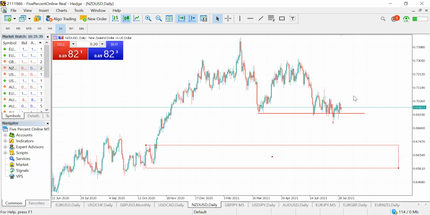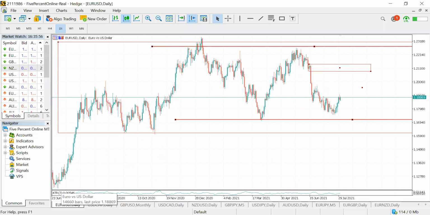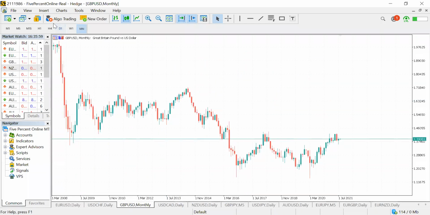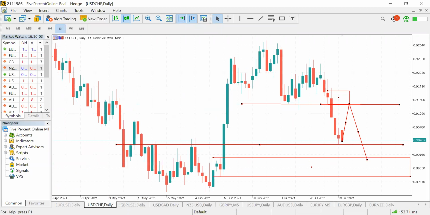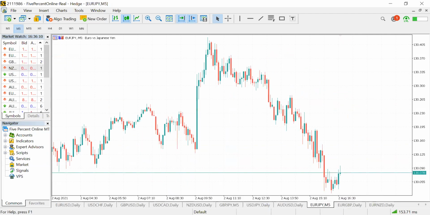But I would be more inclined to buy just because of the weakening dollar fundamental and my bias. And I think we have gone through all the majors. So just to recap the majors: Euro USD long, Pound USD long, Franc short, and I'm on the sidelines for all the rest. And then we had a request on the Euro Yen.